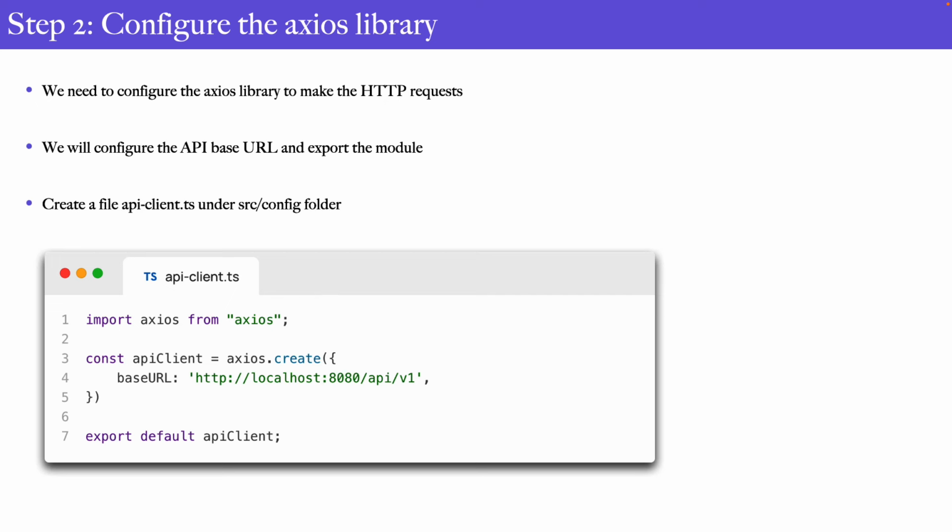We need to create an apiClient.ts file under the config folder, and we are going to call a single method which is provided by the Axios library. For the create method, we are going to pass an object and provide the base URL. In this case, it's http://localhost:/api/v1. Next time, whenever we are making any API call from our component, this base URL will be prepended to the URI paths. And finally, we're going to export this module.